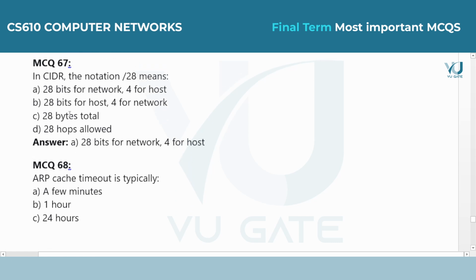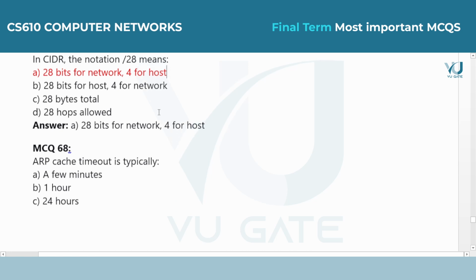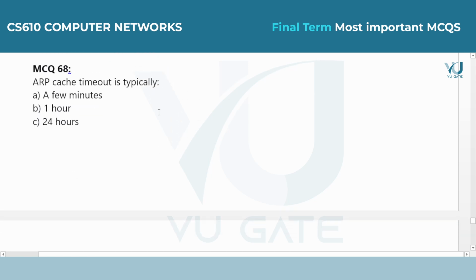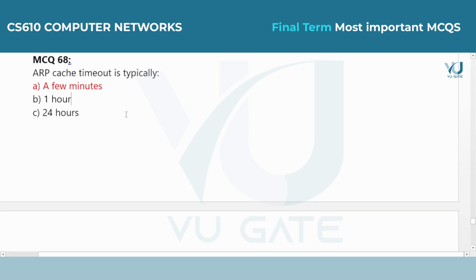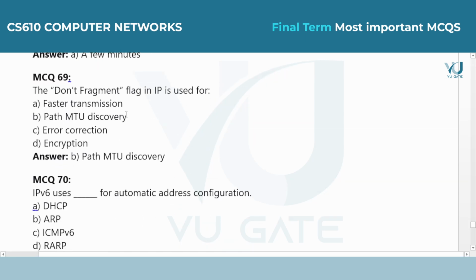MCQ 67. In CIDR, the notation /28 means? Answer: A. 28 bits for network, 4 for host. Concept: since an IP is 32 bits, the first 28 bits are fixed for the network, leaving only 32 minus 28 equals 4 bits for individual devices. MCQ 68. ARP cache timeout is typically? Answer: A few minutes. Concept: the ARP table entry is kept for a short time to ensure that if a network card is changed, the physical address map updates quickly.